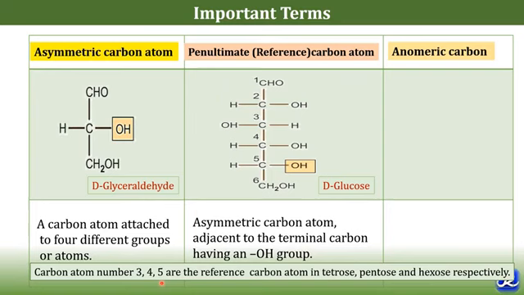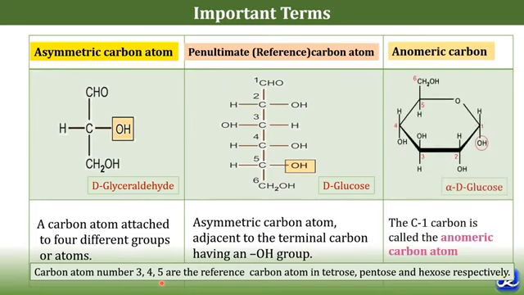What is anomeric carbon? The C1 carbon is called as anomeric carbon atom. For example, this is a C1 carbon atom. This is a ring structure of glucose, and this C1 carbon atom is the anomeric carbon atom, and the position of the hydroxyl group decides whether it is alpha anomer or beta anomer. So these are the 3 important terms: asymmetric carbon atom, reference carbon atom and anomeric carbon atom.